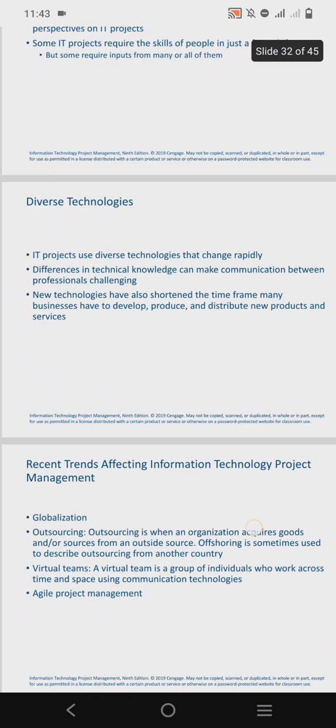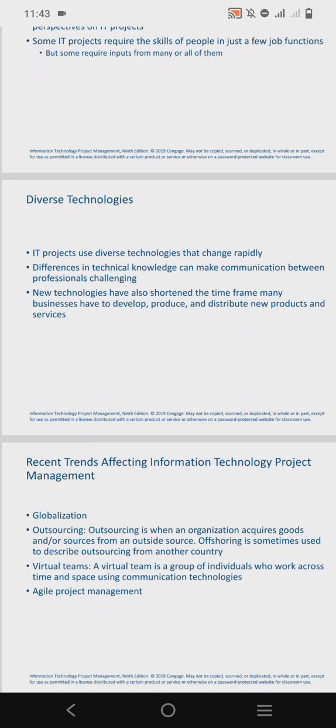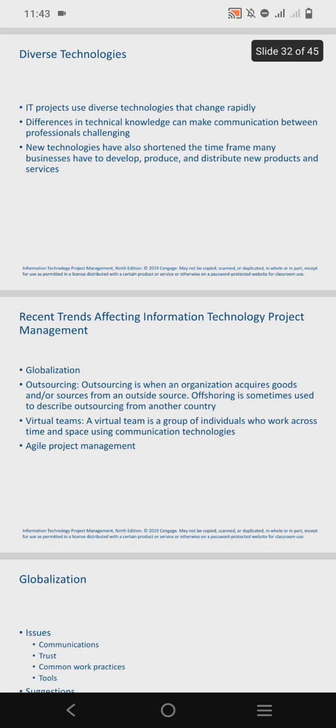IT projects make use of diverse technologies that change rapidly, and the differences in technical knowledge can make communication between professionals challenging. The new technologies have reduced the time frame that businesses spend to develop, produce, and distribute their new products and services. There are recent trends that affect information technology project management, and one of them is globalization.